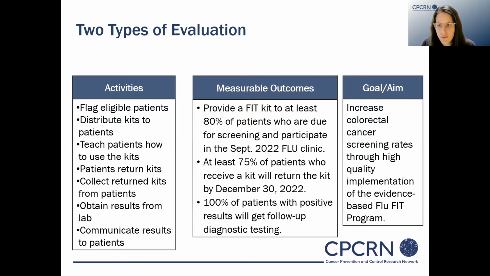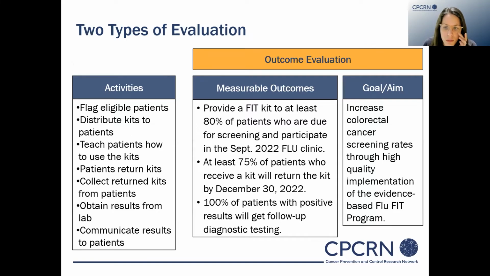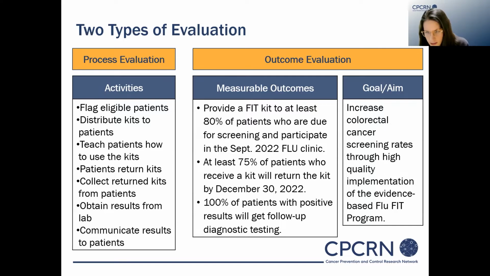So the evaluation of this information that we just gathered falls into two different types of evaluation. One is called outcome evaluation, and one is called process evaluation. A process evaluation assesses the implementation process, which often involves documenting and monitoring your intervention activities. We also include what we call outputs, or maybe short-term metrics, in this first process evaluation category. Just to give you a brief example of what an output might be for that first activity, flag eligible patients, an output would just simply be the number of eligible patients flagged.